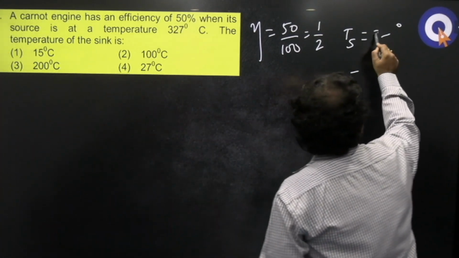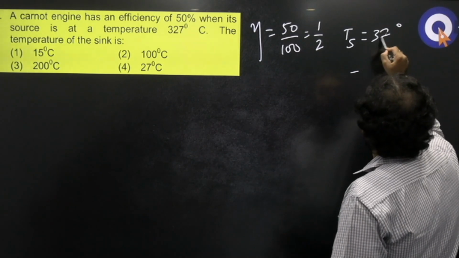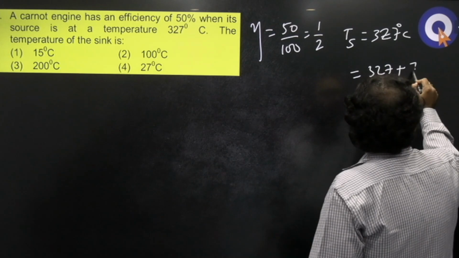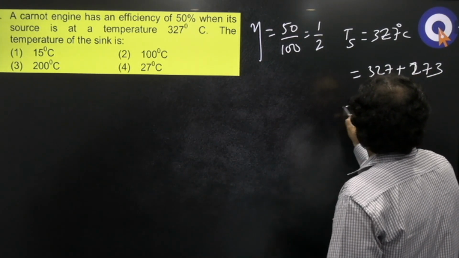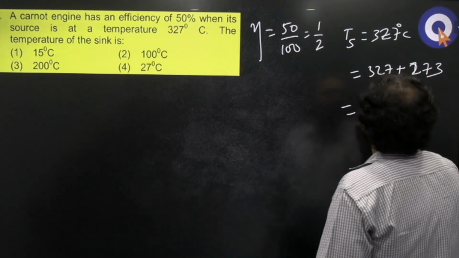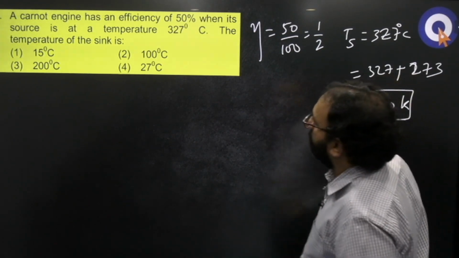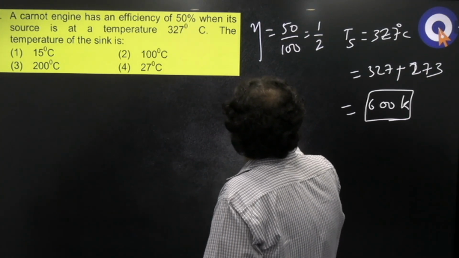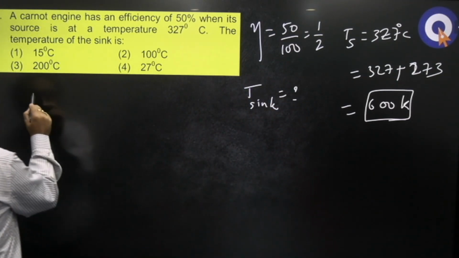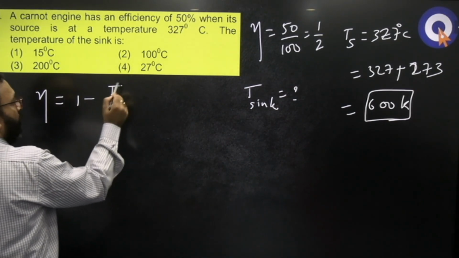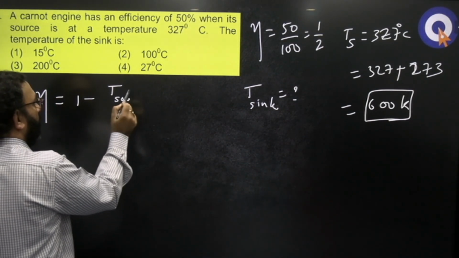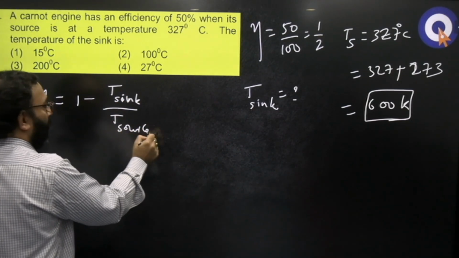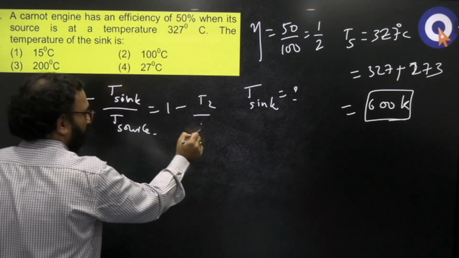So 327 degrees Celsius, 327 plus 273, so 600 Kelvin is the value which you need to use. This is the source temperature. Next, temperature of the sink we have to calculate. So what is the efficiency formula? 1 minus T2 by T1, temperature of sink by temperature of source. You can write it like this.